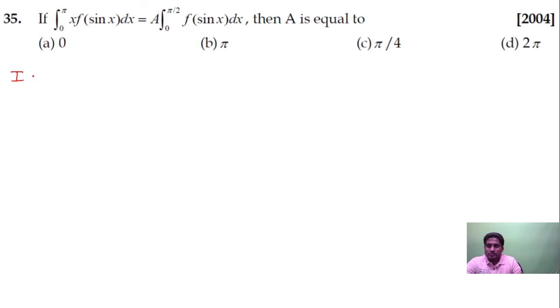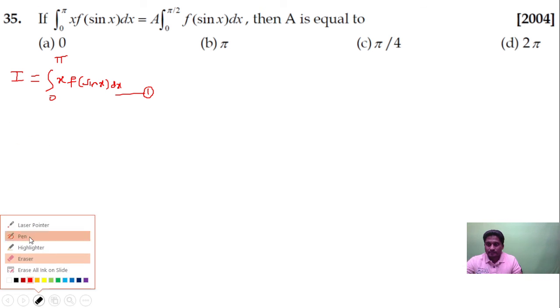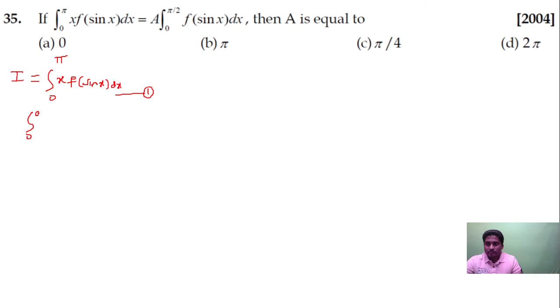I is equal to integration from 0 to pi of x into f of sin x dx. Okay, let us call this equation 1. Okay, if I use the King's property, this can be written as... let me write that King's property here. So I'm going to use the integration from 0 to a of f of x dx, which is equal to the integration from 0 to a of f of a minus x dx.